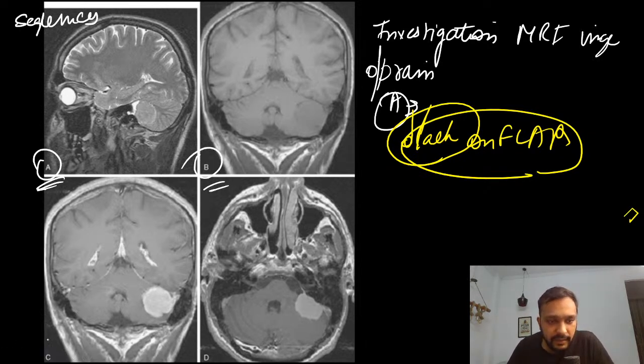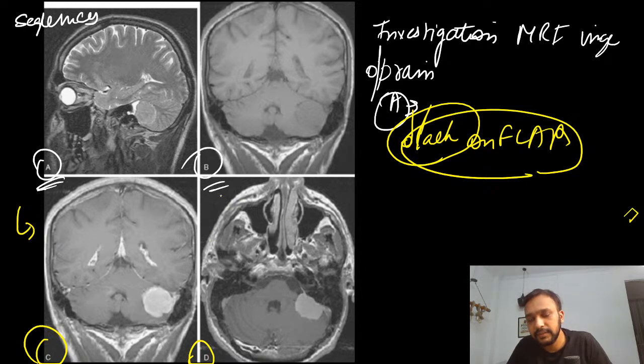Sequences hi aayenge yaar. If a question comes in NEET PG, the first question will be on sequence. So this should be very clear to us. Theek hai? Then tell me about the image C and D. What are these images?